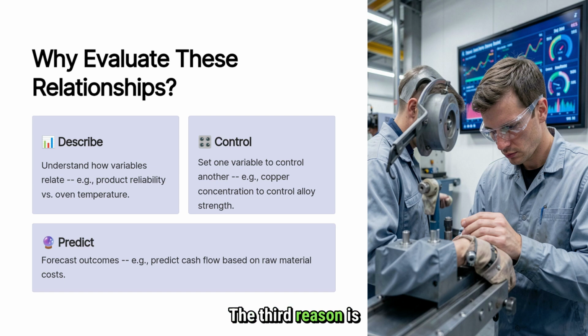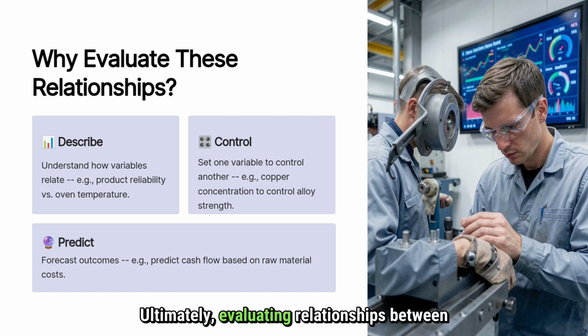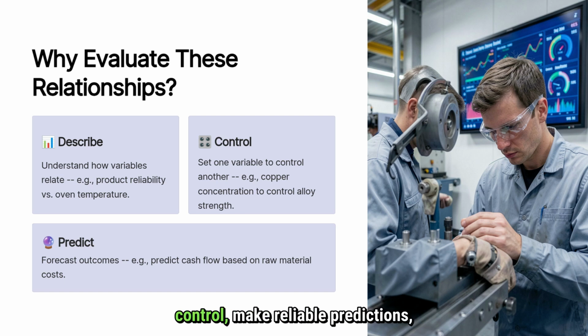The third reason is to predict future outcomes. Regression models can be used to estimate future results based on known input variables. For example, a company may predict cash flow based on raw material costs, or forecast product demand based on historical sales data. Ultimately, evaluating relationships between variables enables organizations to better understand processes, improve control, make reliable predictions, and support data-driven decision-making.